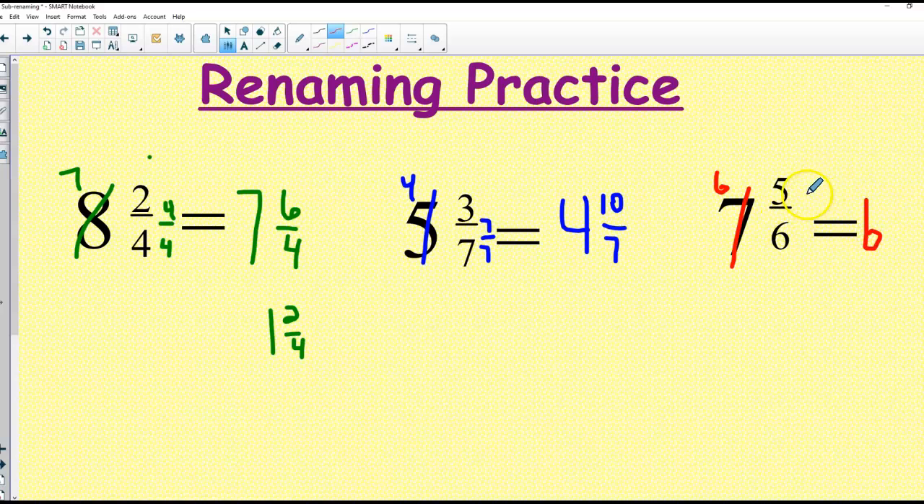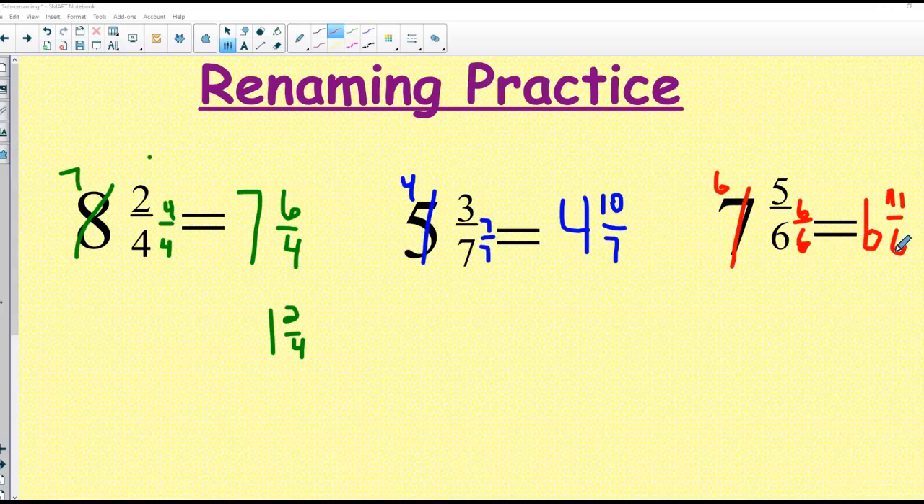Right? If I add 1 whole here, the bottom number stays the same. So this is still 6. 6 over 6. So if you add this together, you get 11 over 6. So that's how we rename fractions.